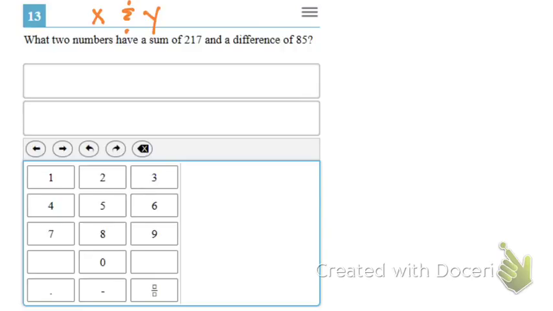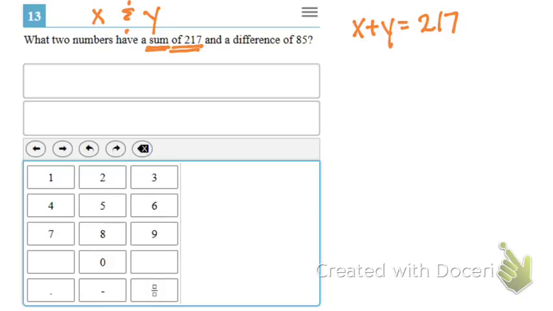So first off, we're going to come up with two equations here. The first thing they're telling us is that the sum of these two numbers is 217. So you need to remember sum means adding. So my first equation is X plus Y equals 217.